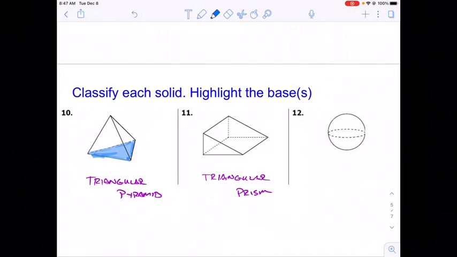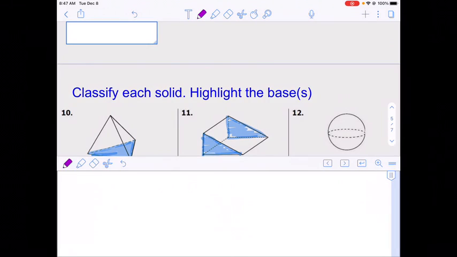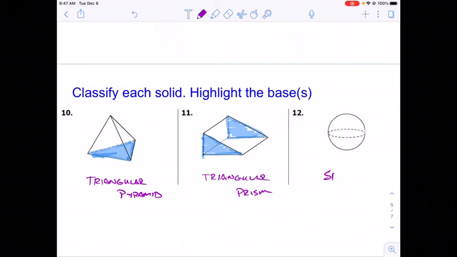We'll highlight here. And then the last one here, this is a sphere. And since there is no base, there's nothing to highlight here. All right, so that concludes classifying the three-dimensional figures.